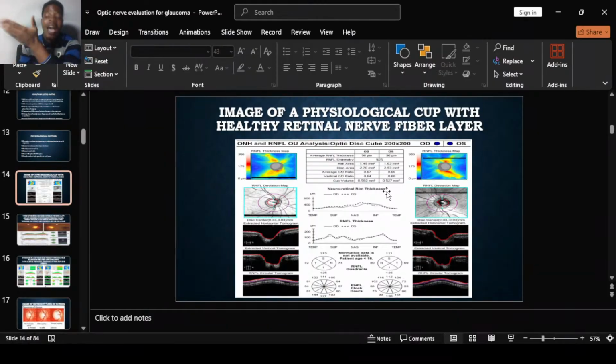Now, if you had done ophthalmoscopy, you would have seen that the cup is abnormal. But on our OCT result, you find out that every other thing is normal. If you look at your retinal nerve fiber thickness map, comparing this patient to his age group, everything is fine. You also look at the neuroretinal rim thickness, it is fine. You look at the retinal nerve fiber layer thickness, it is fine. Even the RNFL quadrants, everything is fine. So in this case, it is just a large cup, but not a glaucomatous cup.